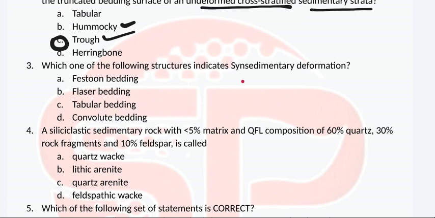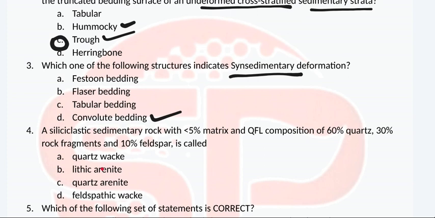Which one of the following structures indicates syn-sedimentary deformation? Syn-sedimentary deformation means the deformation occurring during the deposition. Generally it occurs in convolute bedding. The convoluted bedding is produced due to liquefied flow of sediments, or because of plastic deformation. So it produces smaller anticline and syncline type of structures during the deformation, or we can say it is more of a penecontemporaneous structure which forms very shortly after the deposition. It can be considered as syn-sedimentary.